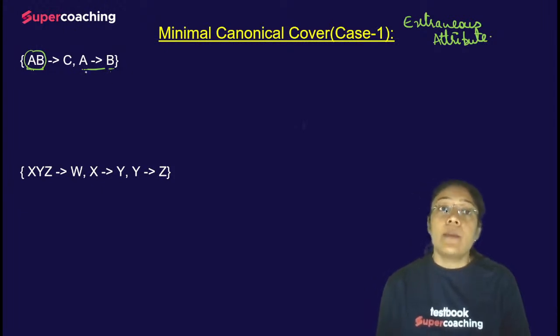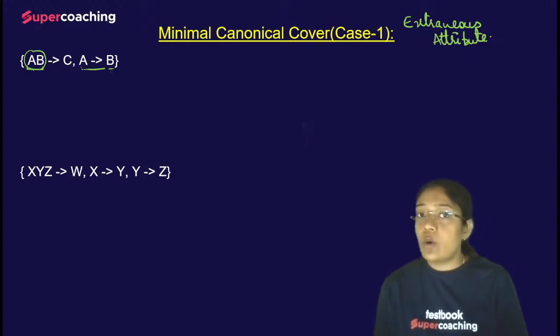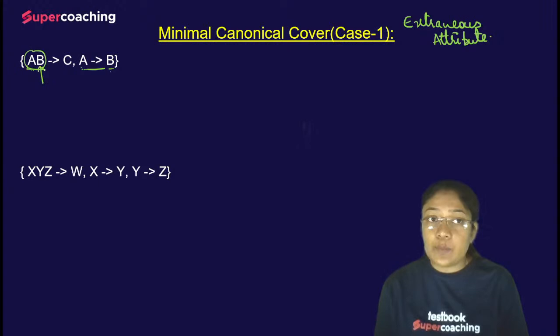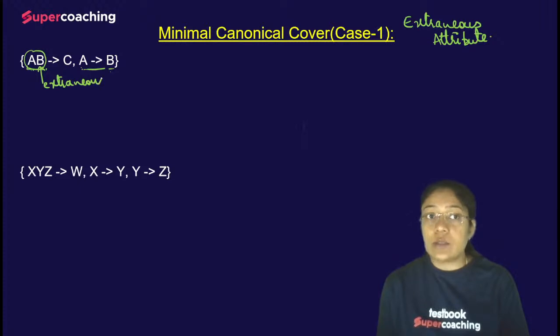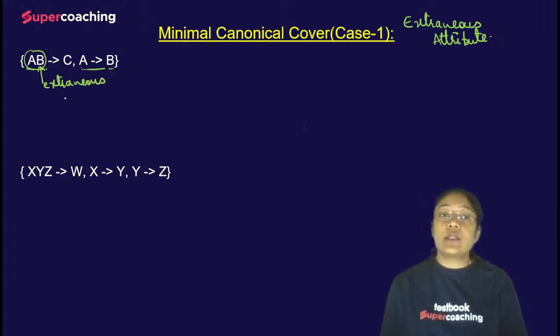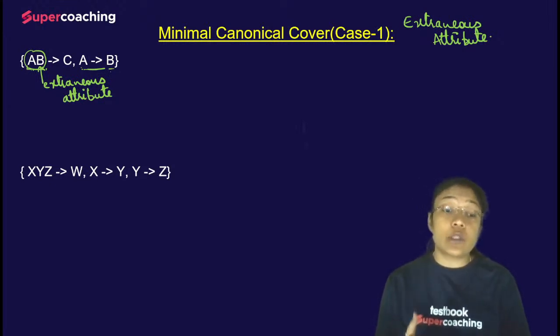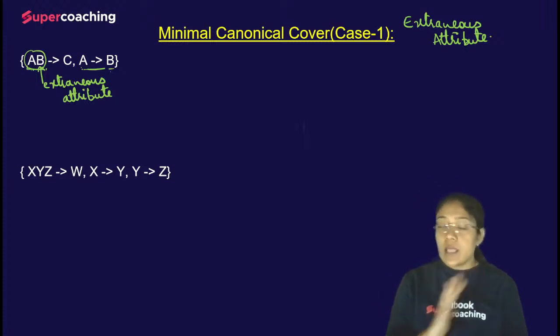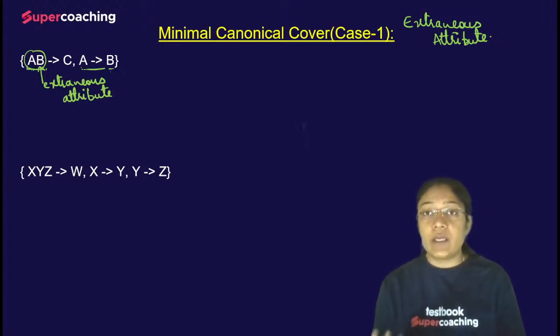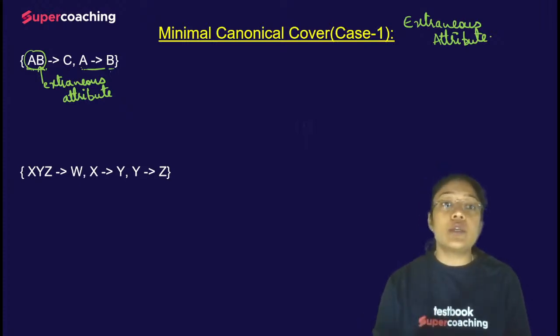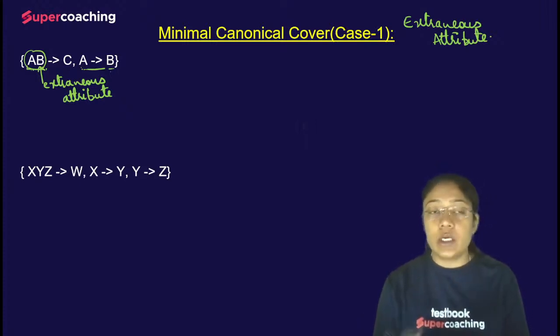What is the idea behind this? Because if I take only A, A will determine B, and AB together will determine C. So I can say that this B is the extraneous attribute. I'll repeat this one more time. When will the extraneous attribute come? When in any dependency there is more than one attribute on the left hand side or right hand side, only then can we say there is a possibility of an extra attribute. It is not true that there will always be an extra attribute, but there is a possibility of having the extraneous attribute if two or more than two attributes are present on either side of the functional dependency.